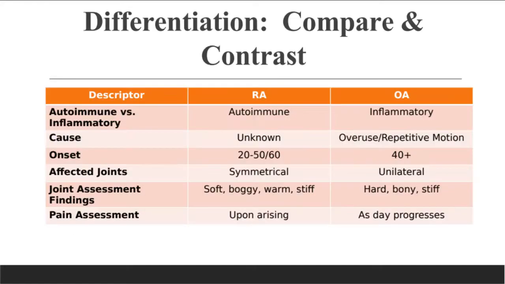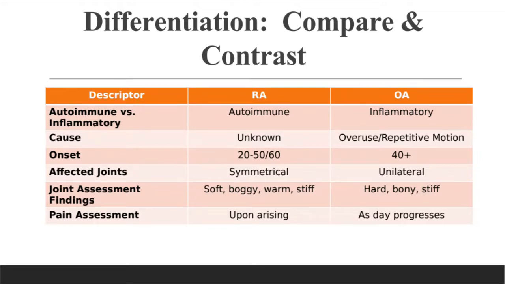Okay, so this is a slide where I want you to compare and contrast rheumatoid versus osteoarthritis. Rheumatoid arthritis, as we know, is an autoimmune disease, and osteoarthritis is non-inflammatory. So that's a mistake there on my slide. The cause of rheumatoid arthritis is unknown, even though we know that there are environmental factors. We know that there are genetic links.